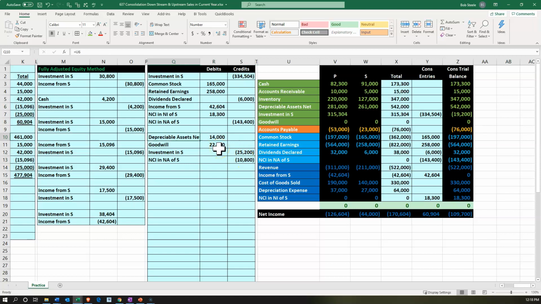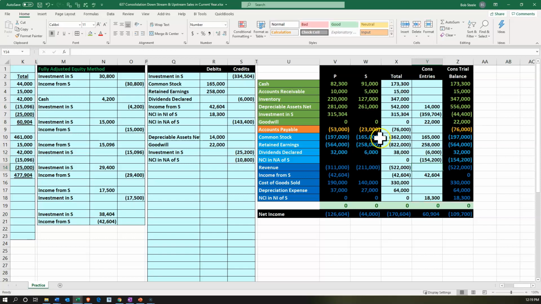And then we got the depreciable assets. Depreciable assets are up top. So let's record this. This is going to be that 14. Then we've got the goodwill. Let's go ahead and record the goodwill. That's going to be the 22. Then we have the investment. So the investment, let's go up top and record that. I'm going to say F2 plus F2. Investment, 25. And then the non-controlling interest here. So I'm going to say, all right, there's that.